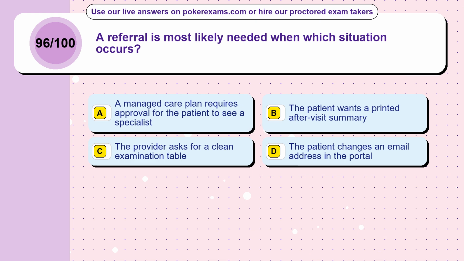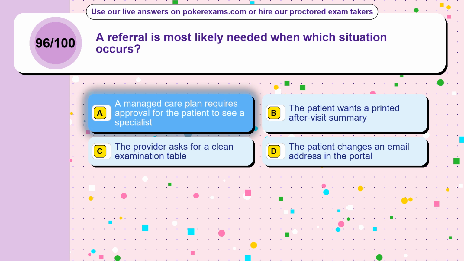Question 96. A referral is most likely needed when which situation occurs? Option A, a managed care plan requires approval for the patient to see a specialist. Option B, the patient wants a printed after-visit summary. Option C, the provider asks for a clean examination table. Option D, the patient changes an email address in the portal.